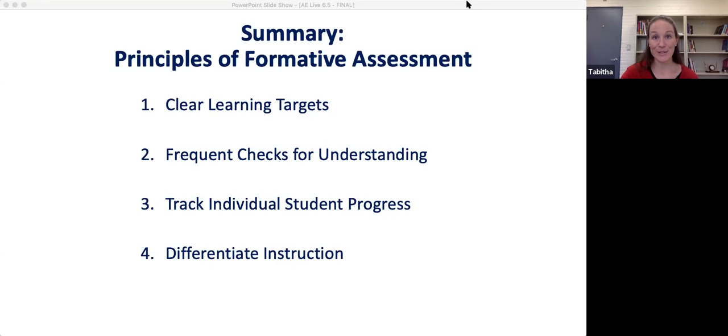So not just asking students, do you understand, but planning activities that let students show if they've understood or not. So examples were rapid response, hand signals, exit tickets, whiteboards. The third principle was tracking individual student progress. And that means analyzing student performance on the formative assessment and possibly using checklists to keep organized and see patterns in our instruction. And then lastly, differentiating instruction. So moving on if students are ready, continuing to practice if students still need it, and possibly planning activities for groups of students if they're at different levels.